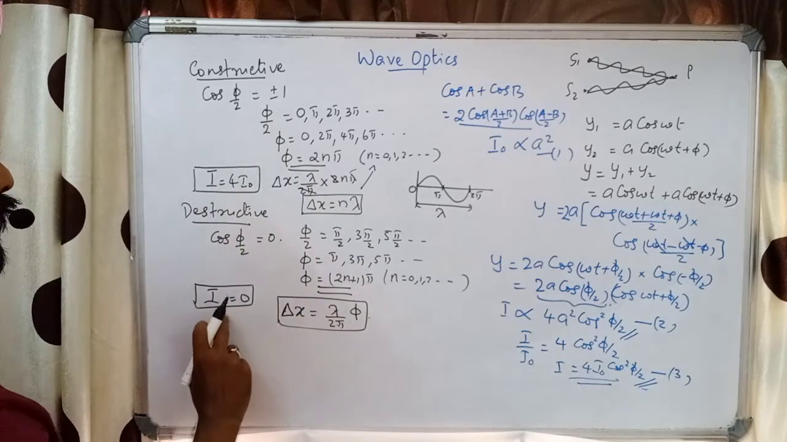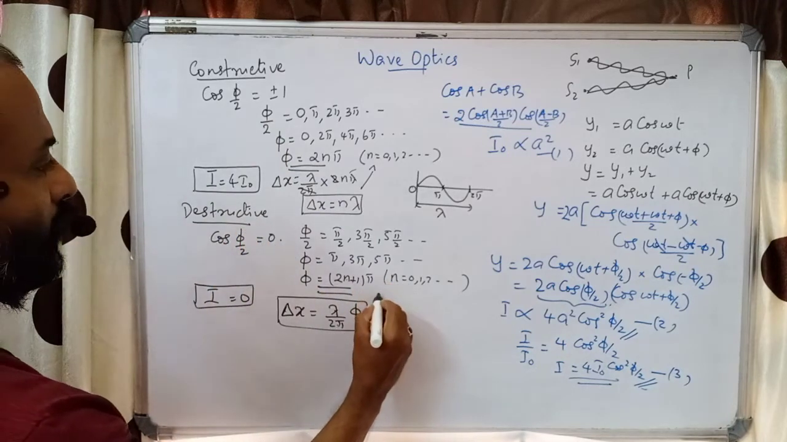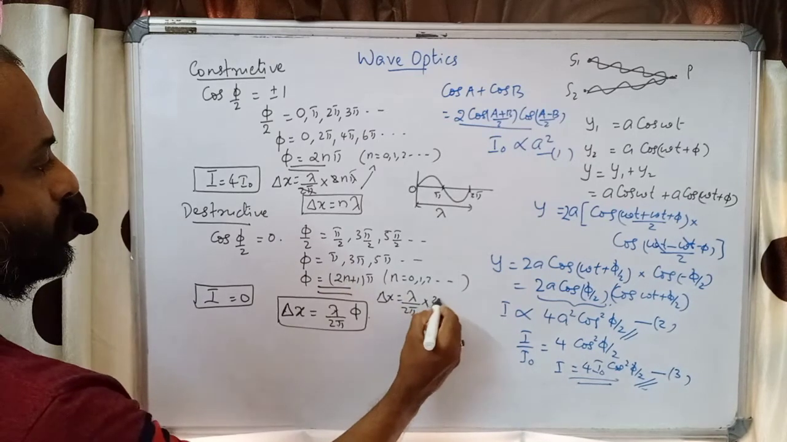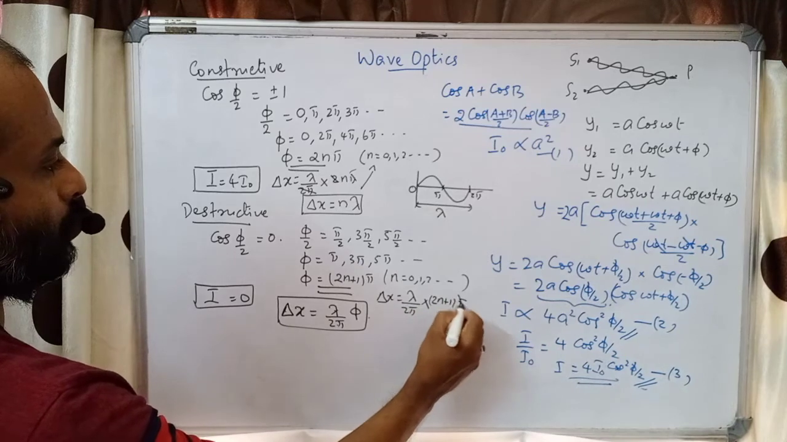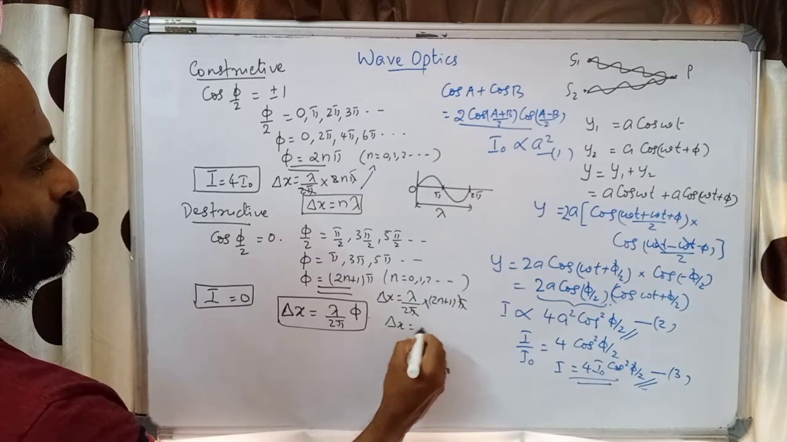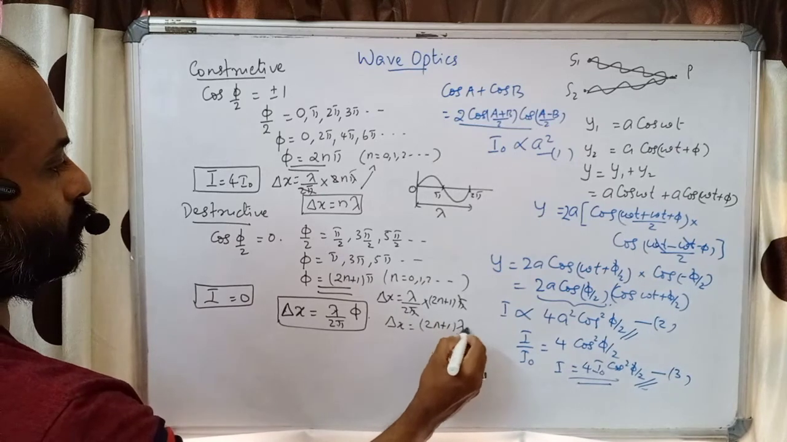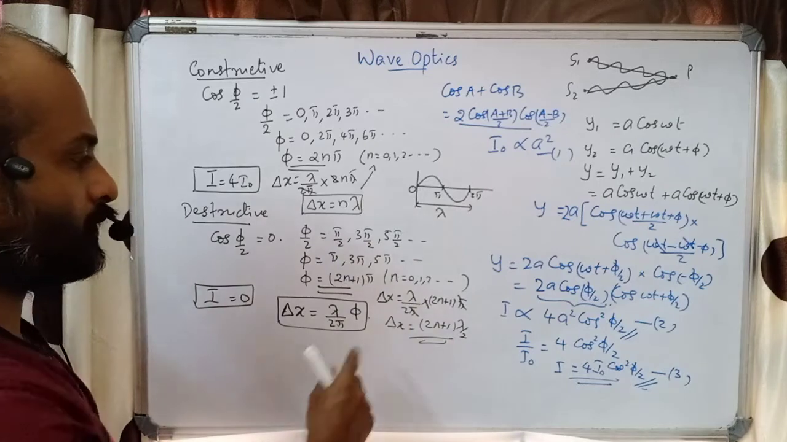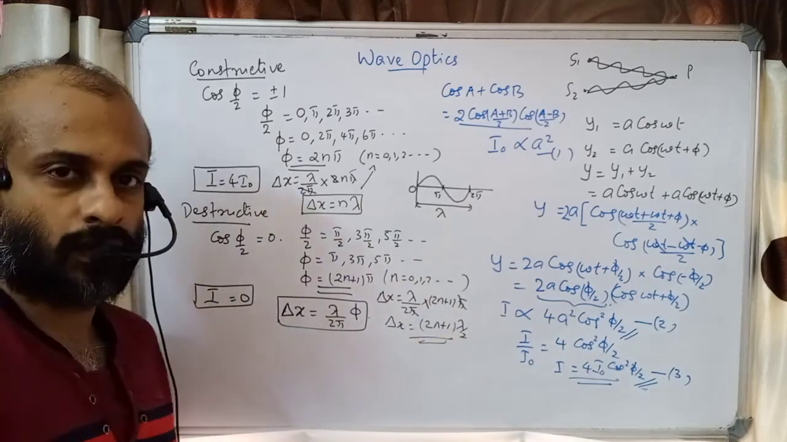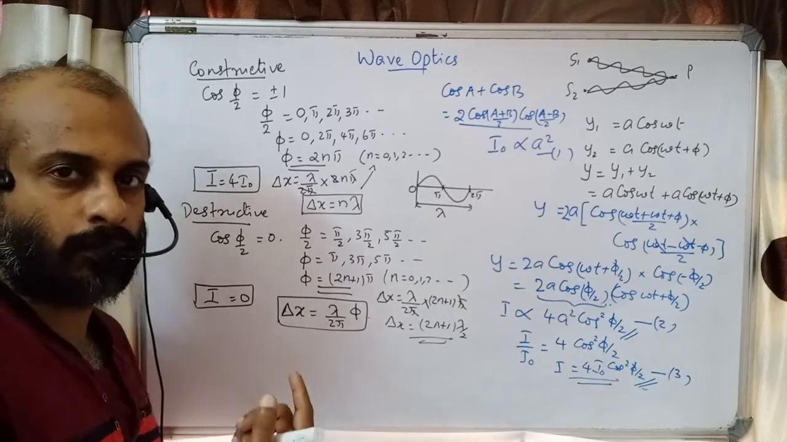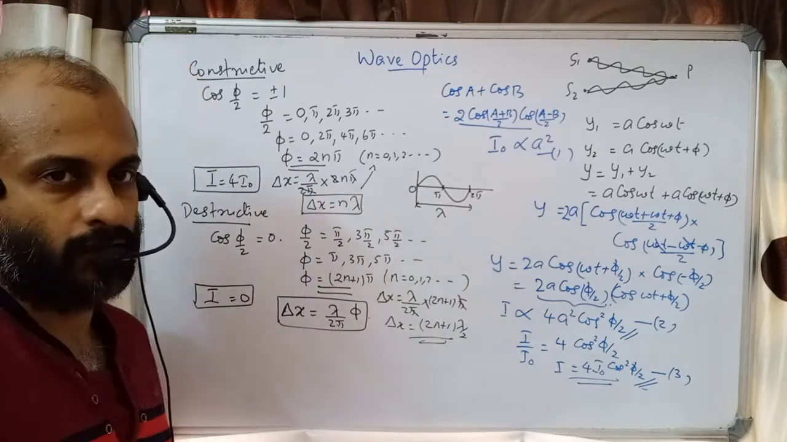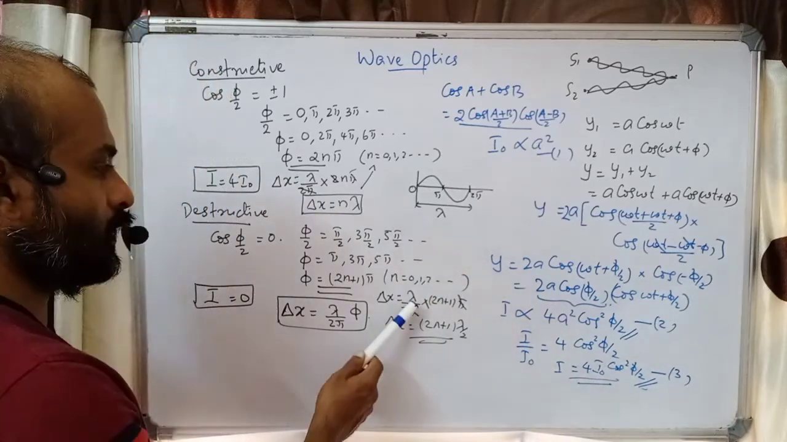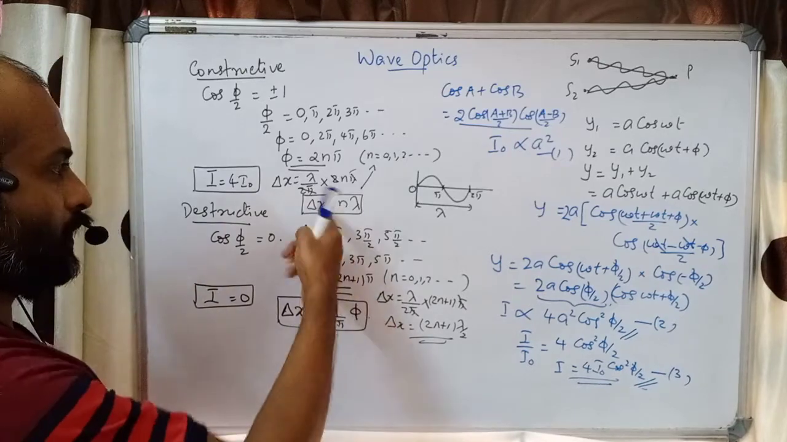Now for destructive interference we can also write the equation for path difference. Delta x is equal to lambda by 2 pi into phi, where phi is (2n plus 1) pi. The pi cancels, and you get delta x equal to (2n plus 1) lambda by 2, provided n can take values 0, 1, 2, etc. So when the path difference has values lambda by 2, 3 lambda by 2, 5 lambda by 2, there will be destructive interference. So we have seen constructive as well as destructive interference expressed in terms of path difference and phase difference.